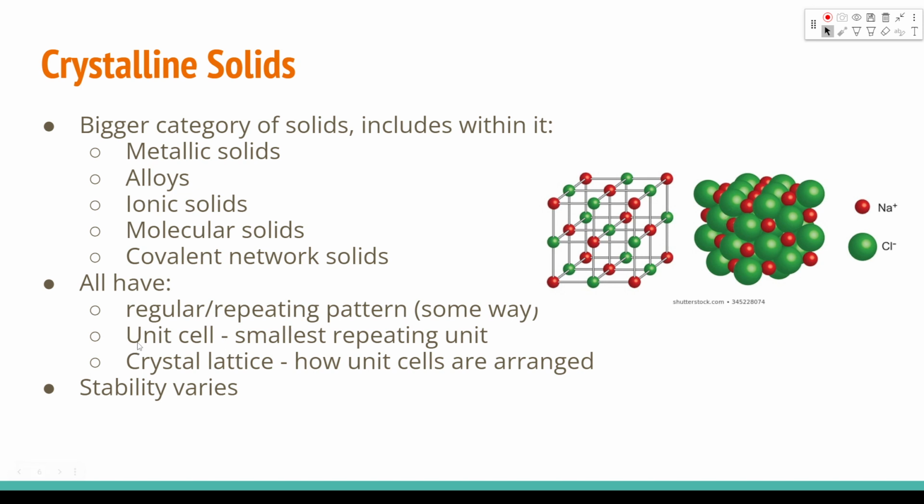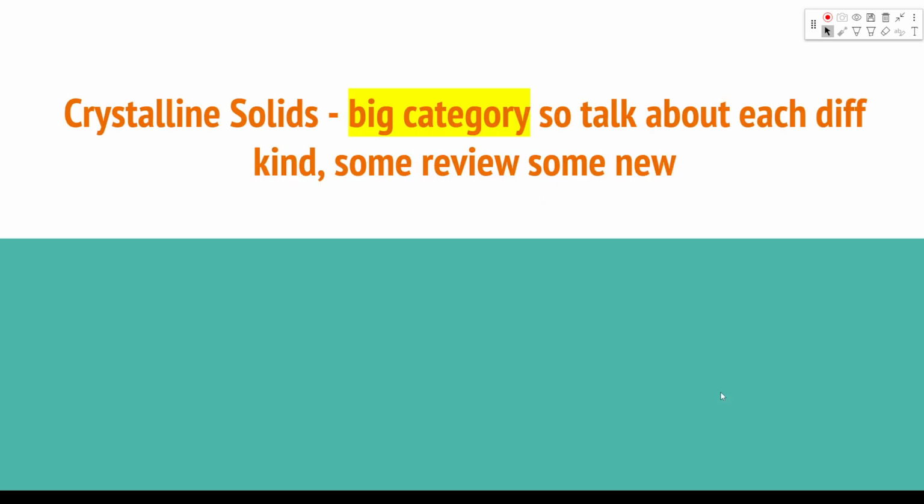You might run into the term unit cell. It is the smallest repeating unit of anything that repeats in general. So it's just going to repeat. And then we have the crystal lattice, which is how it's arranged. In this case for sodium chloride, it's arranged in a nice box. The stability varies depending on which it is, because some are stronger than others.